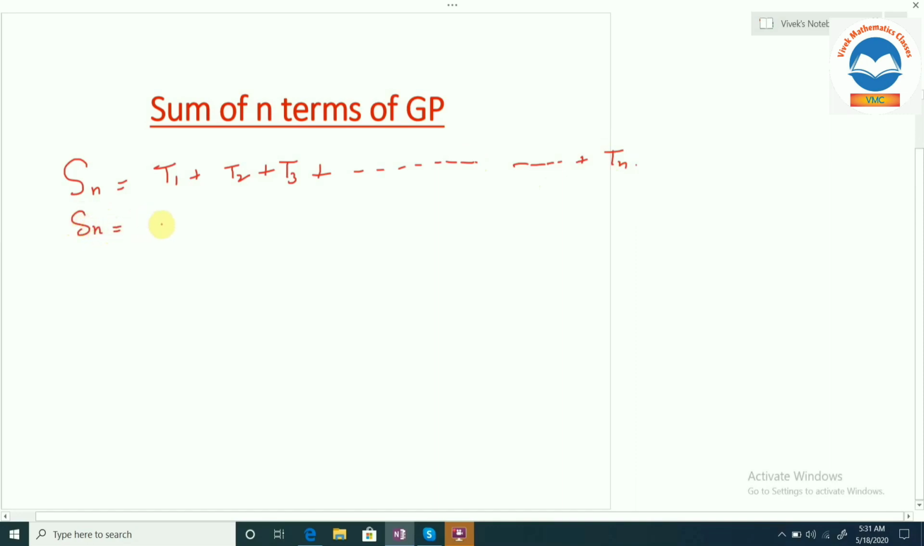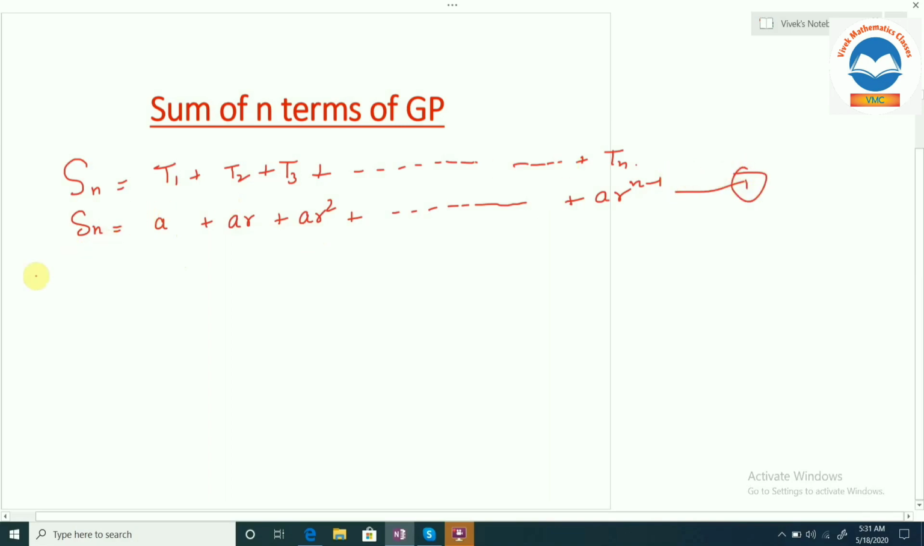Let's say the first term is A. So T1 we can write A, and T2 is AR, plus T3 will be AR square, plus up to the last term, which will be AR to the power n minus 1. So this is our equation number 1.